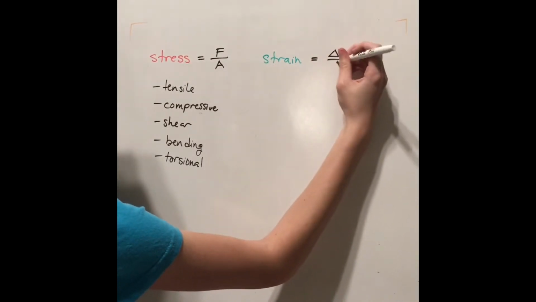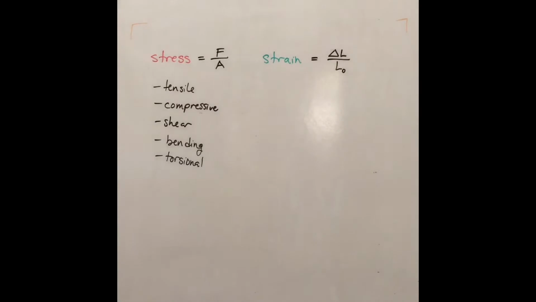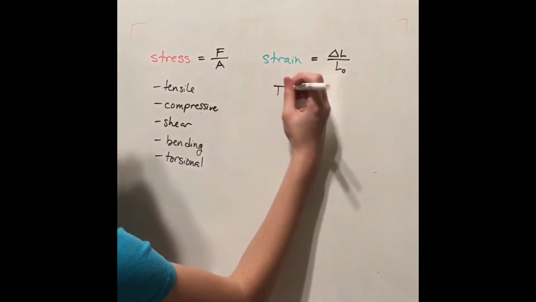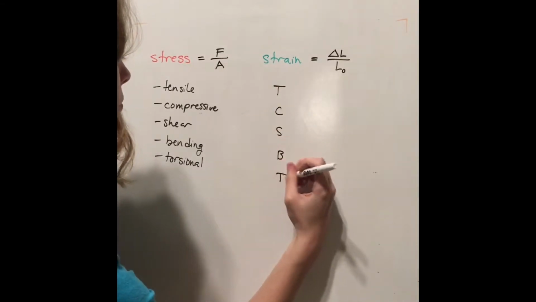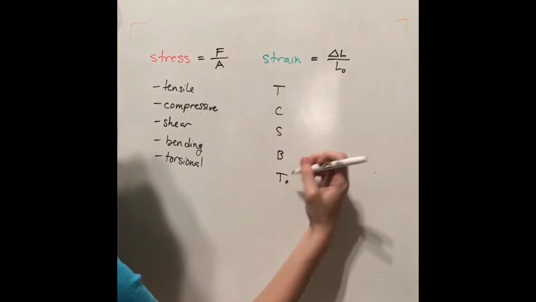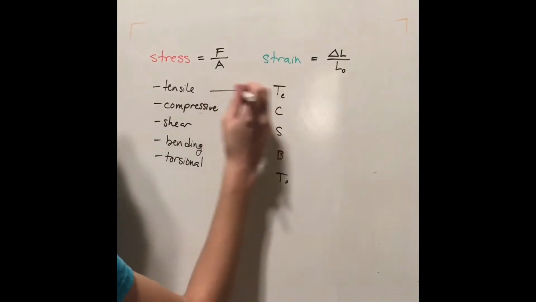The different types of strain correspond with different types of stress. So tensile stress results in tensile strain, compressive stress pairs with compressive strain, shear stress results in shear strain, bending stress causes bending strain, and torsional stress results in torsional strain.